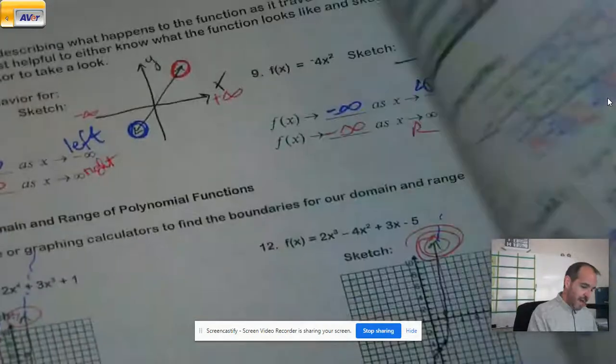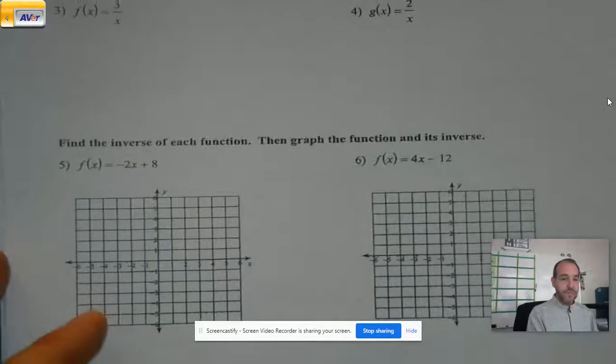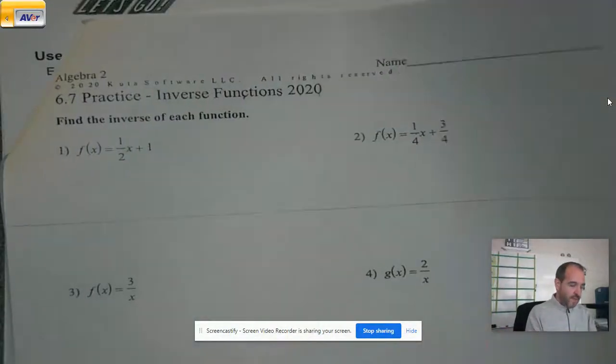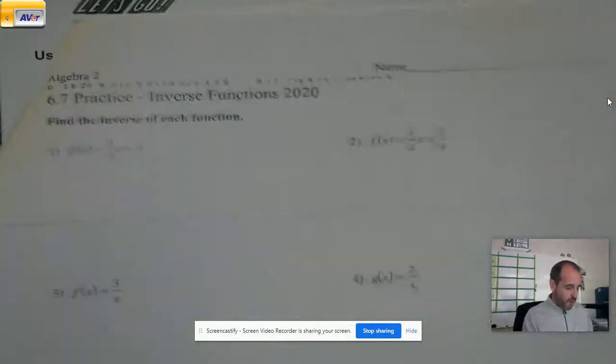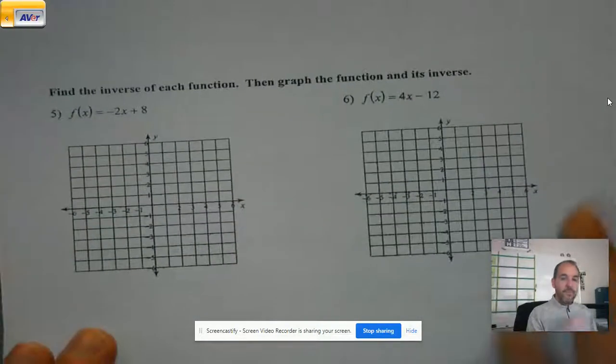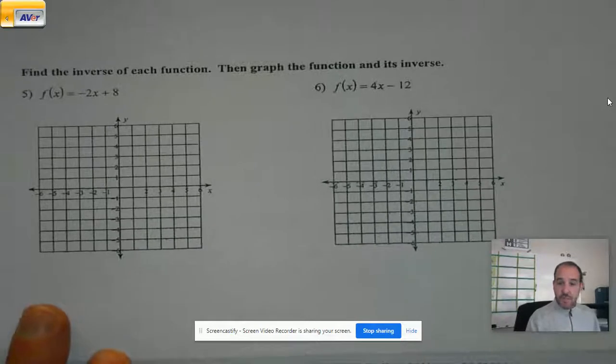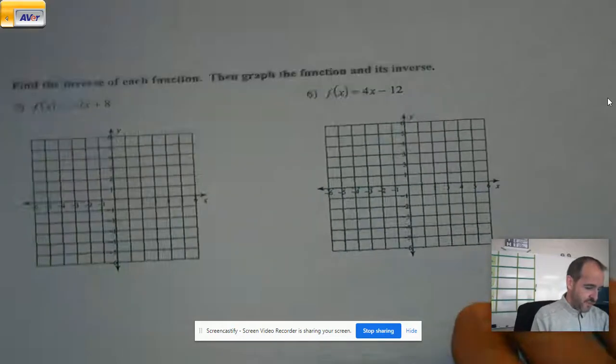Now, one thing we didn't do on here, which I'm going to do with you right now because I just noticed this, is over on the practice on the next page. So find the inverse, we switch x and y, we solve for y. But down at the bottom, find the inverse of the function, then graph the function and its inverse. So let's see, which one of these do I want to do? I see it's a little more screwy on number 6, so I'm going to do number 6 with you.